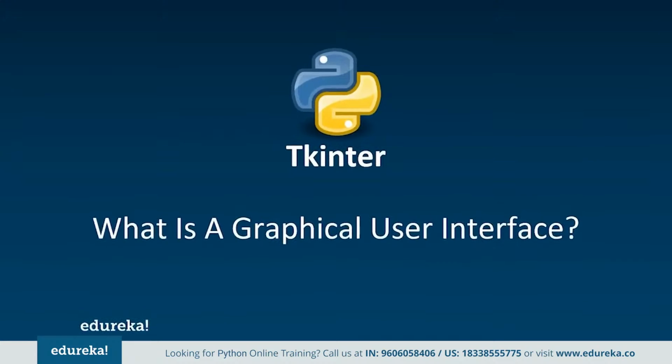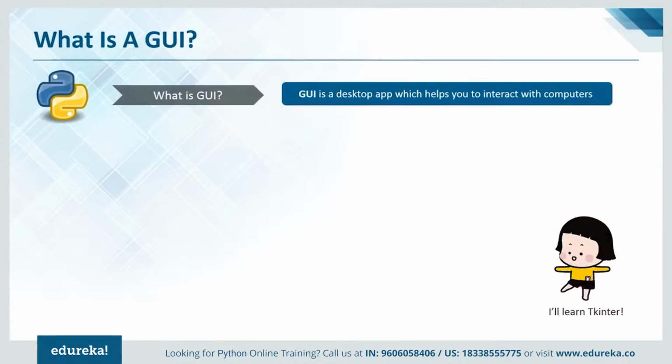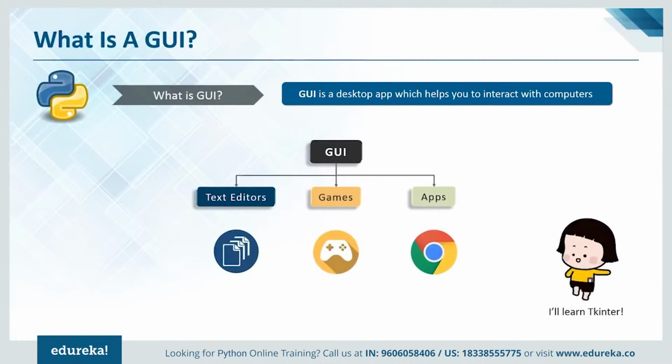So let's begin by checking out what a graphical user interface actually is. So guys, a graphical user interface is nothing but a desktop application which helps you interact with the computers. They are used to perform different tasks in the desktops, laptops, or any other electronic device in general as well. Here, we're mainly talking about the laptops and the desktops, guys. So GUI apps like text editors can be used to create, read, update, and delete different types of files as well. So GUI apps like Sudoku, Chess, Solitaire are the games which you can play, right?